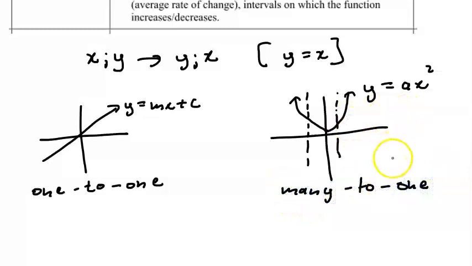So that's an example of a many-to-one. Now these two, a straight line graph and a parabola, are examples of functions. Now what does it mean? One-to-one mapping means for every x value we'll get a unique y value. Once again, here we'll have more than one x value, but we will get a unique y value. Therefore, the parabola is a function.